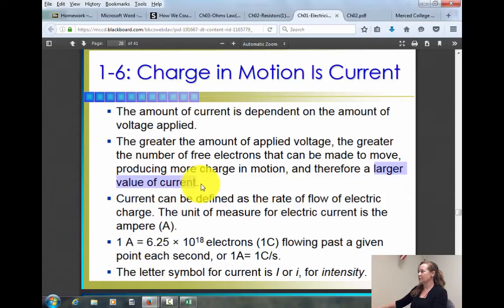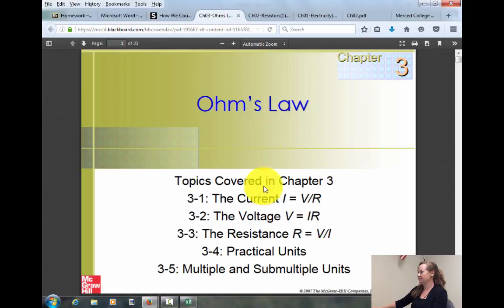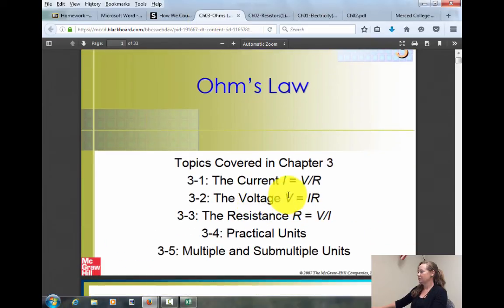And do you guys remember your Ohm's law? This is our most important one. V equals IR. So you can even say I equals V divided by R. If voltage is larger, then your current's also going to be larger, right?